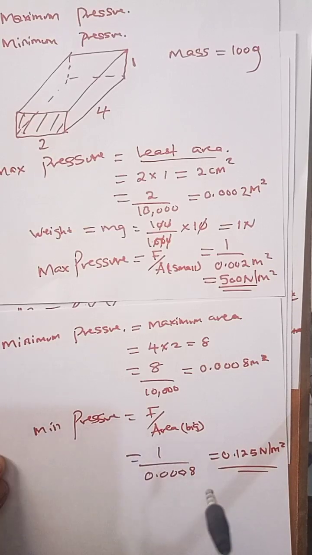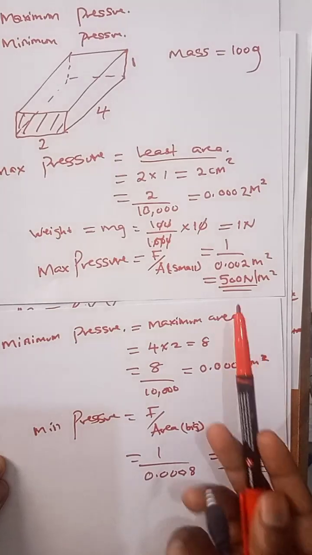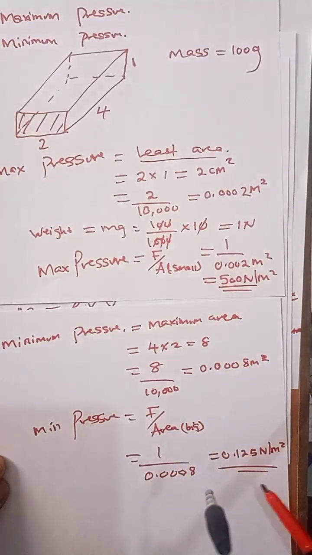So if you compare the two, this is actually minimum pressure as compared to this. This is more and this is least. So that is how we solve a problem on minimum pressure, minimum area, and so on.